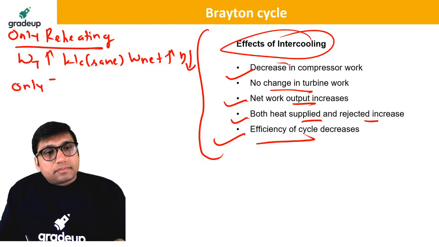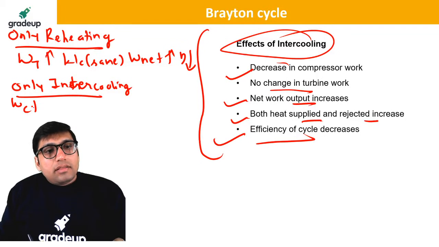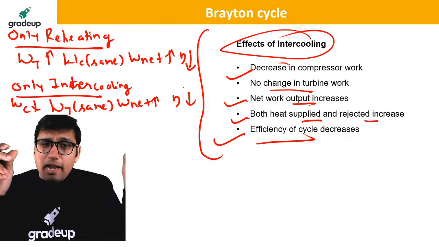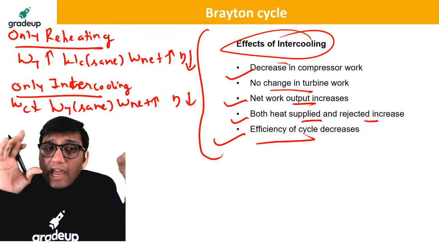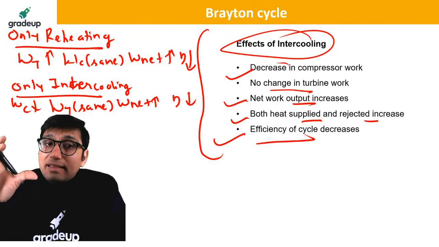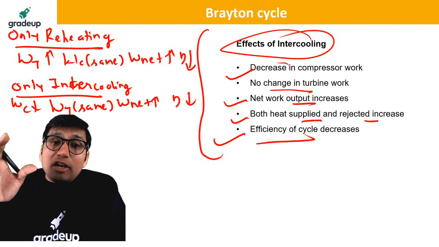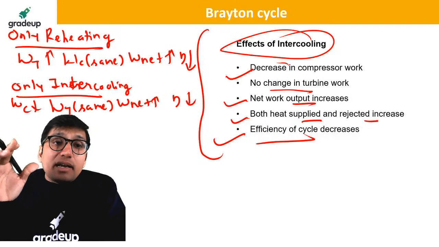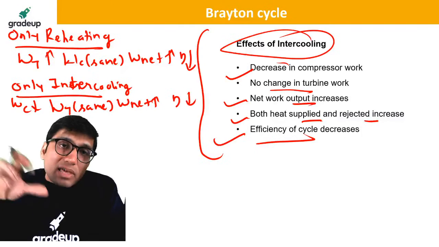Only intercooling: compressor work will decrease, turbine work will be the same, net work increases, efficiency decreases. So it is very clear from this that if you only do reheating and intercooling in a Brayton cycle, they might increase the net work, but they will not increase the efficiency. That is why we have to combine reheating and intercooling with regeneration.